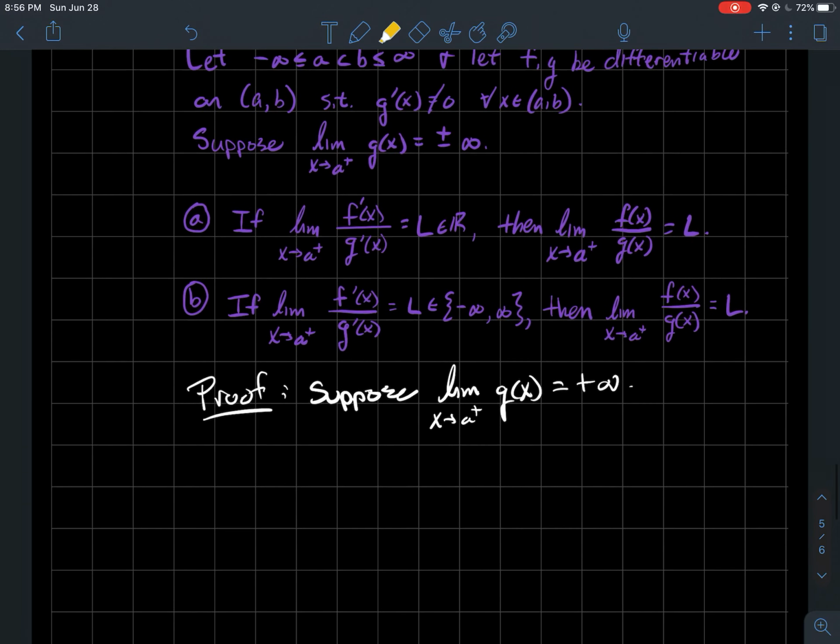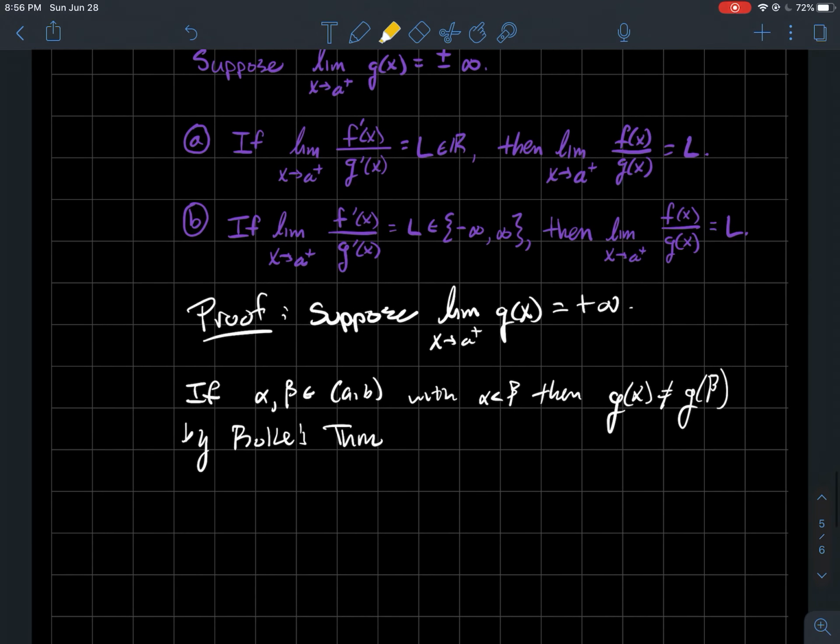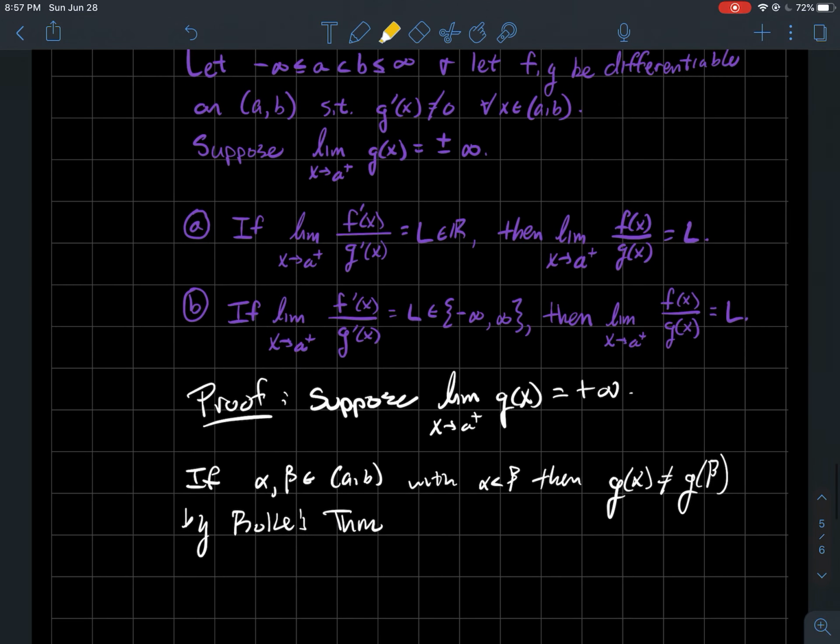What we're going to do is suppose again that the limit of g is positive infinity. You could make a similar argument if g was negative infinity. So what else do I know? If alpha and beta are two real numbers between a and b, where alpha is to the left of beta, then g of alpha cannot be equal to g of beta, and that's because of Rolle's theorem. To remind you, what do we assume about g? g prime is never zero for any real numbers between a and b.